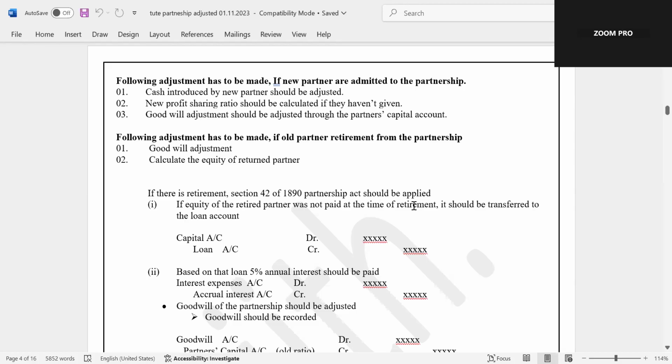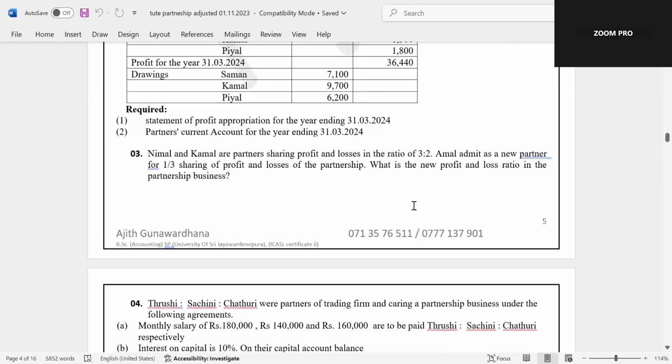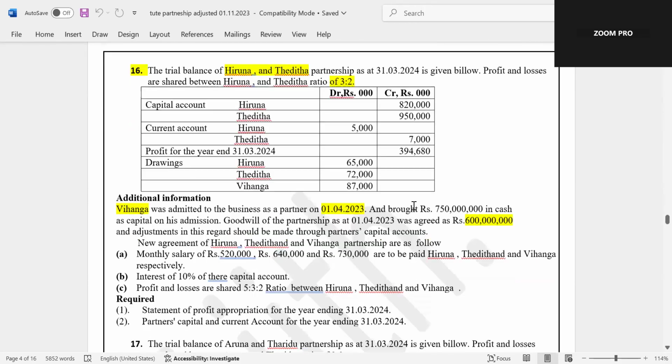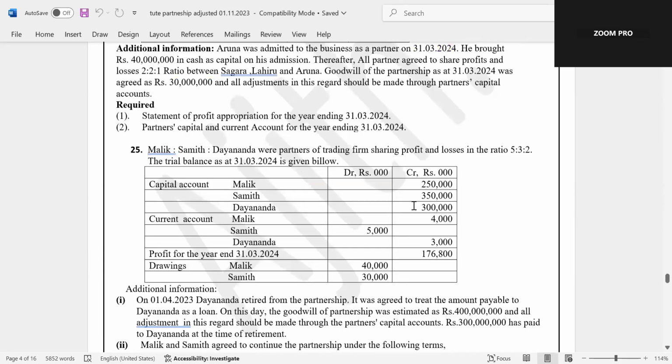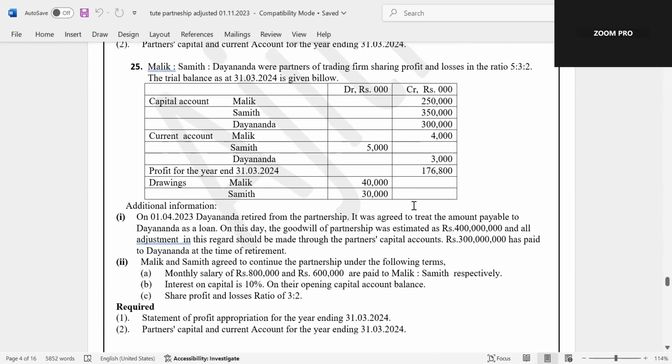You have to know how to calculate equity of the retired partner. If it is given as retirement, sometimes it is at the end of the year, sometimes at the beginning of the year. You need to understand what happens if they retire at the beginning of the year, and what happens if they retire at the end of the year. Right, question number 25. From the beginning I'm going to discuss end of the year retirements, so the beginning of the retirements. Let's see what happens if a partner retires at the beginning of the year.